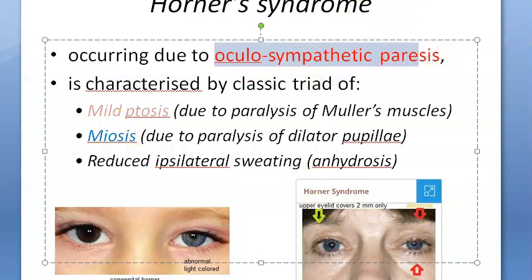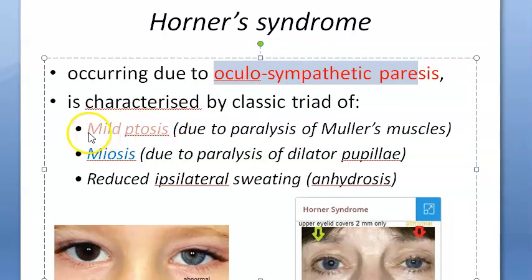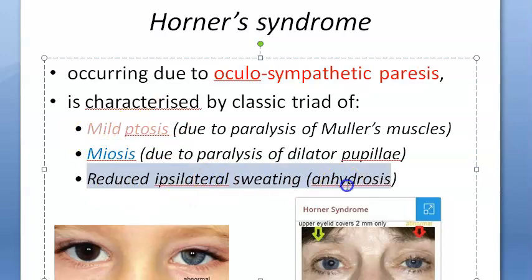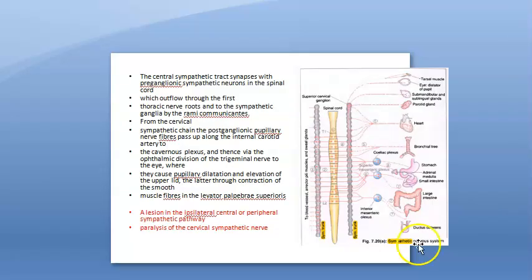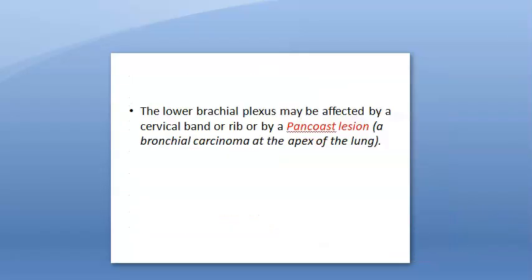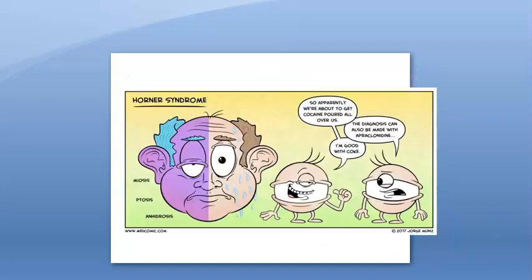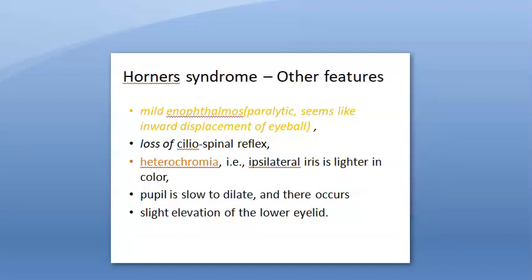Horner syndrome, guys, what should you know in Horner syndrome? So it is an oculosympathetic paresis. What all will be there? Mild ptosis, miosis, and reduced ipsilateral sweating, anhidrosis. We have seen this in the detailed video. Pancoast lesion, then what are the three things that these people will have?